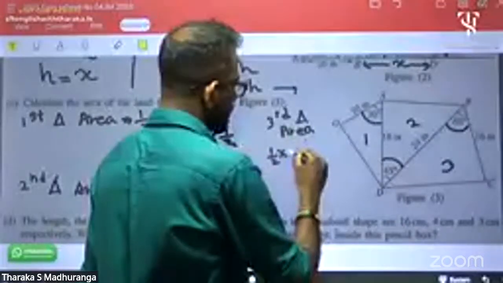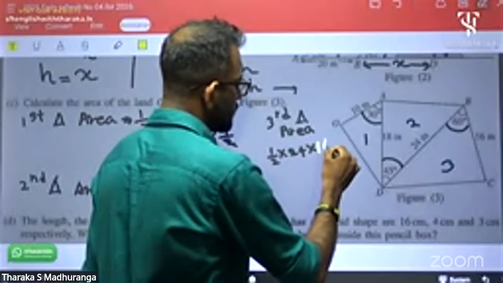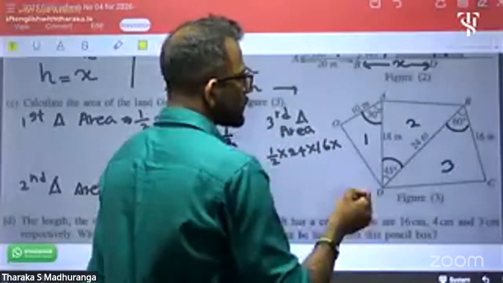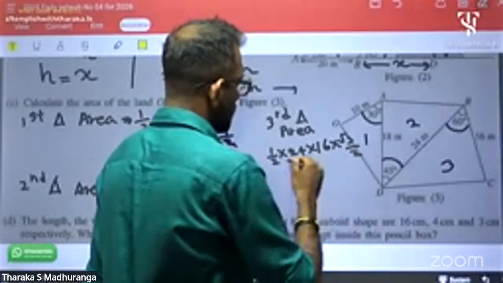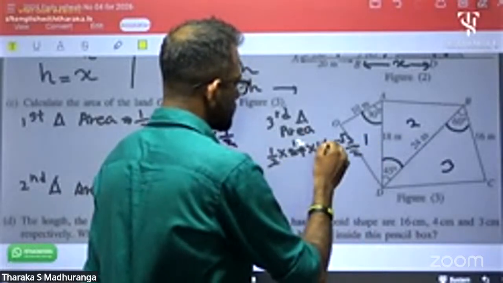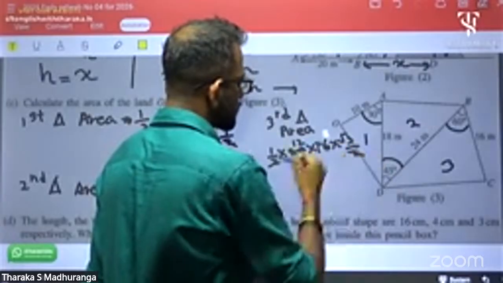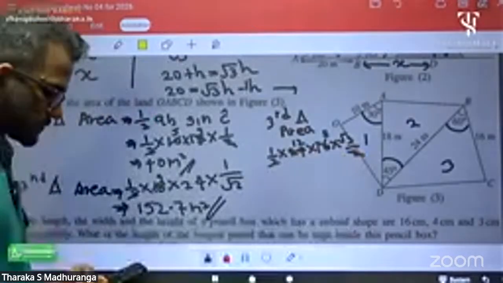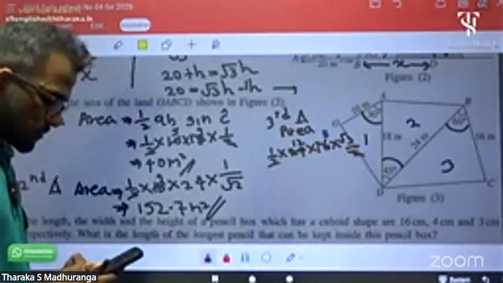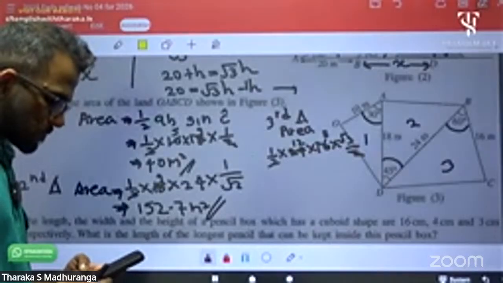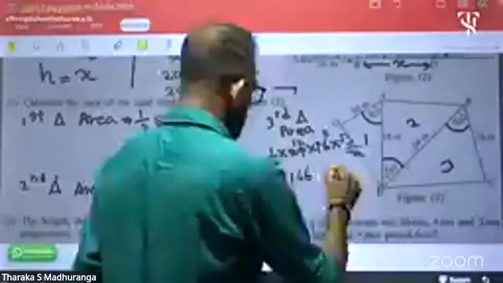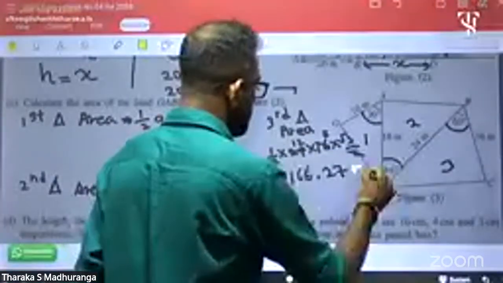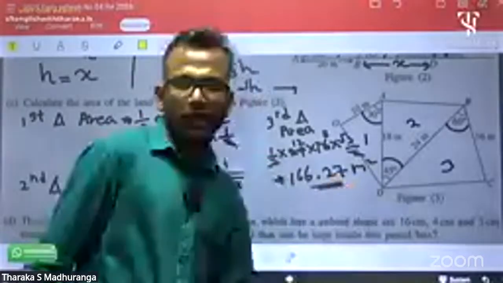AB is 24 and 16. Very simple. Same method. 24 into 16, sin 60 again, root 3 over 2. 2 into 12, so 12 into root 3. That is 166.27 square meter.